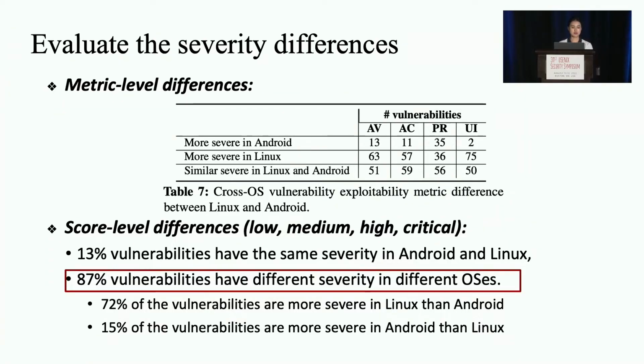Specifically, 72% of the vulnerabilities are more severe in Linux than Android, which means that prioritizing the patch for those vulnerabilities in Android may waste the maintenance resources which are supposed to be allocated for the critical vulnerabilities. 15% of the vulnerabilities are more severe in Android, which means that those vulnerabilities may not be patched timely in Android if the severity evaluation is just based on the CVSS score evaluated in the Linux kernel.